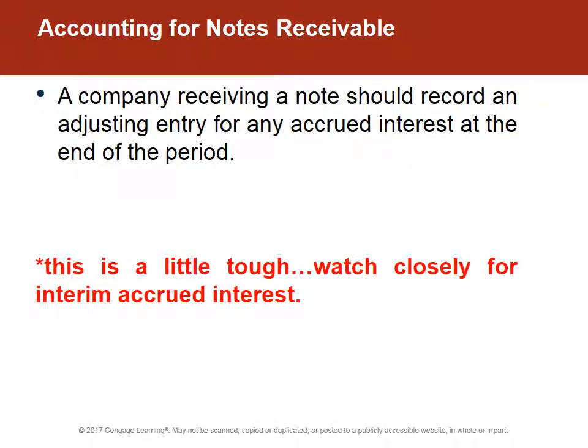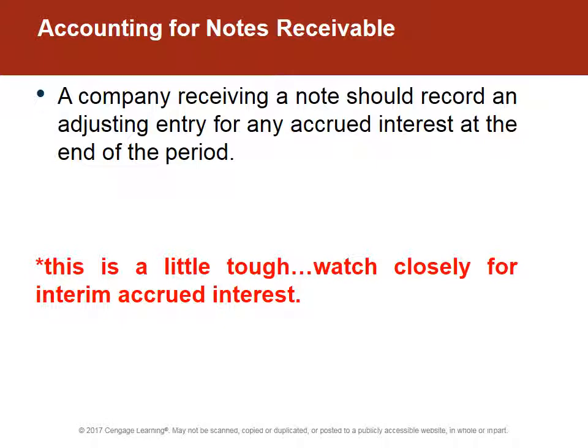Okay, this is a little tough concept, and I like to give students a heads up when something's going to be difficult. What happens if the money hasn't been received for the notes receivable and the year end has occurred? Well, we have to adhere to matching. Matching says revenues match expenses. So we get to record this revenue, even though we haven't received it yet.